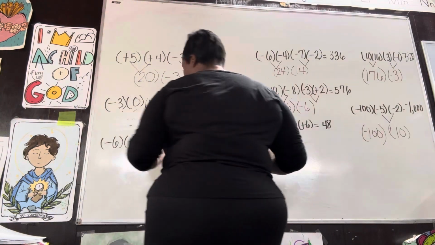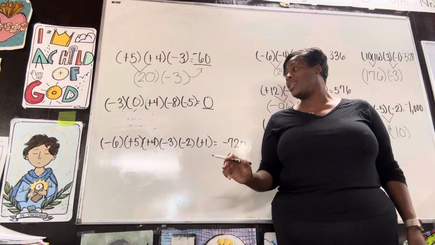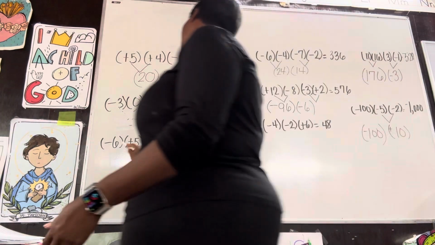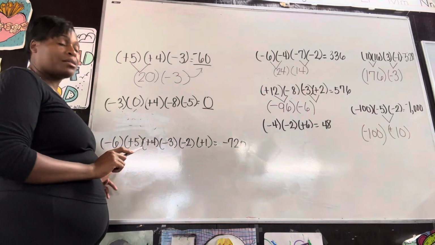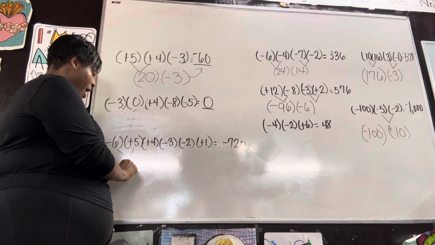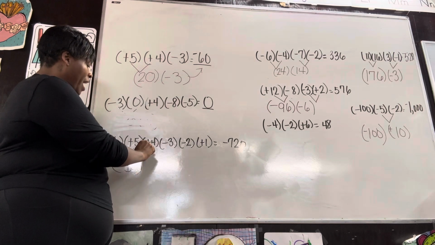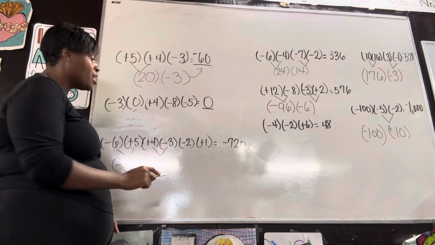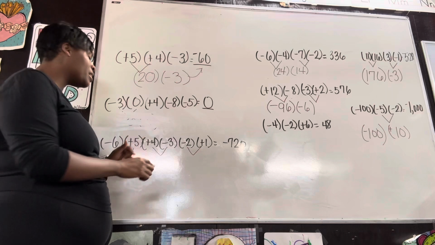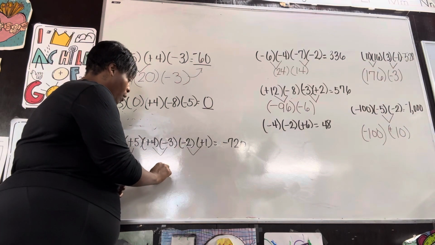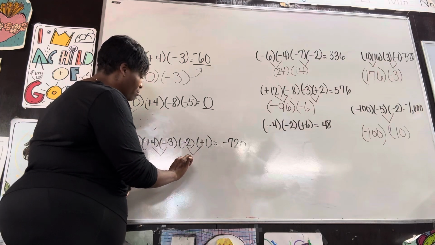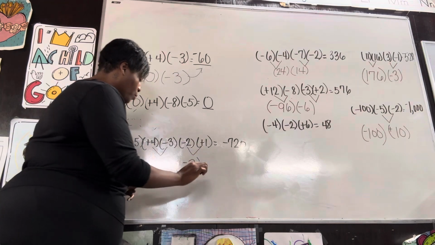All right, now we have a much bigger one over here. Let's go. There's no zeros to deal with. So let's start. Negative 6 times positive 5 is what? Negative 30, right? Keep your multiplication up. Now we can multiply these two together, right? You can do however you want. Positive 4 times negative 3 is negative 12. And then we have negative 2 times positive 1 is negative 2.